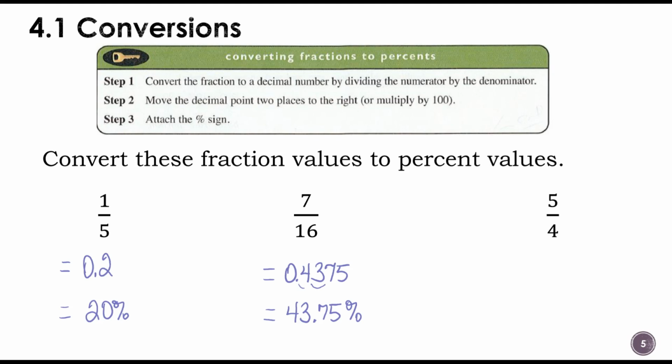When we take 5 divided by 4, I'll write that out, I haven't been writing that. 5 divided by 4 is 1.25. Well, that's our decimal number now, and then as a percent, that's going to be 125%. So now we have that converted to our percent.